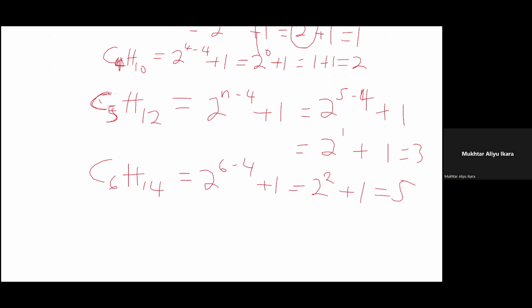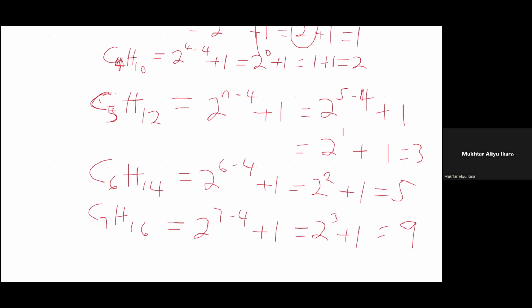And then the next one is heptane, C7H16. So we now say 2 raised to the power of 7 minus 4 plus 1, which is equal to 2 raised to the power of 3 plus 1. And of course, 2 raised to the power of 3 means 2 times 2 times 2, which is 8, and plus 1. So it means that heptane has 9 possible isomers.